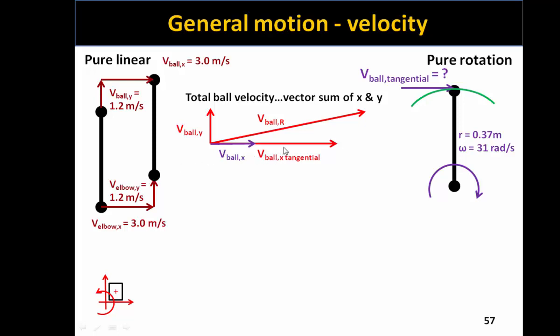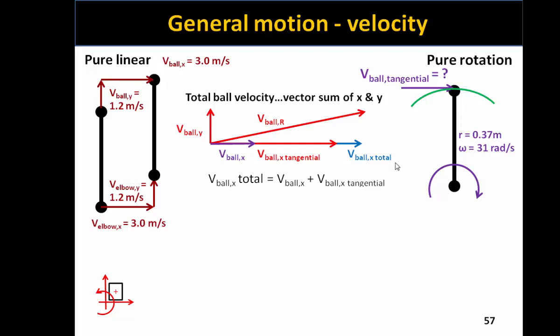We have the horizontal ball velocity due to the tangential component of the rotation, and the total ball velocity in the x direction is simply the sum of these two values here. We don't have to worry about the direction because they're all directed horizontally.